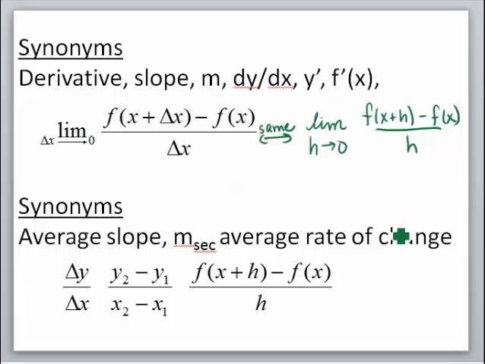Synonyms for average slope would be the secant, the slope of the secant line, the average rate of change, the change in y over change of x, which is the slope, y minus y over x minus x, and then here is that part right here without the limit in it. So that's the part where I showed you how to find the slope of the secant line.